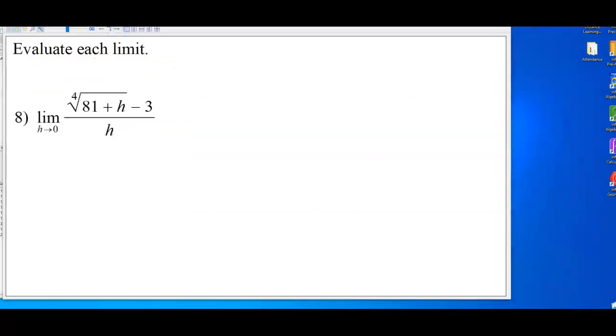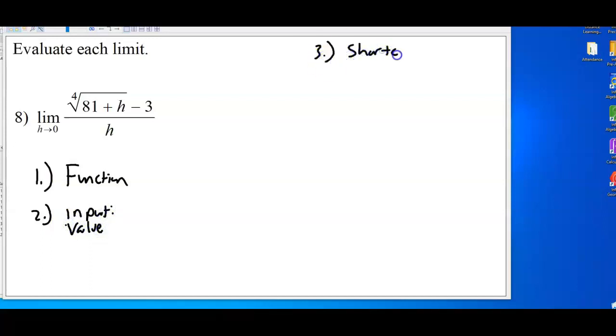All right, so we're looking for three things. We want to find the function. We want to find the input, or the value, I should say. That's what I've been writing usually, right? And then we want to do our shortcut, which I'll do over here.